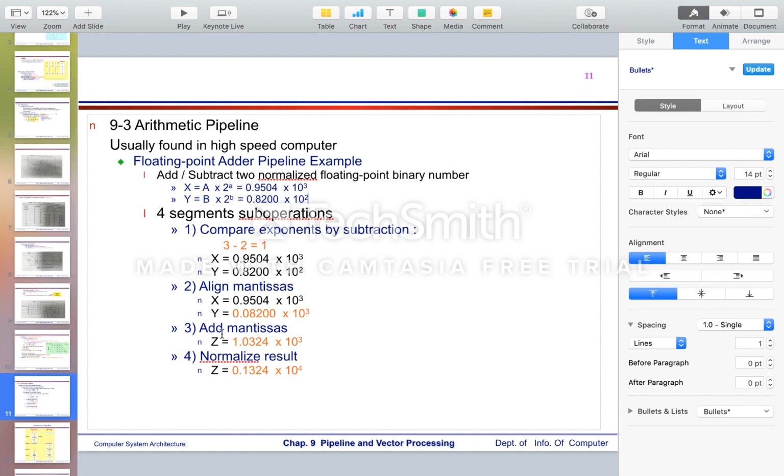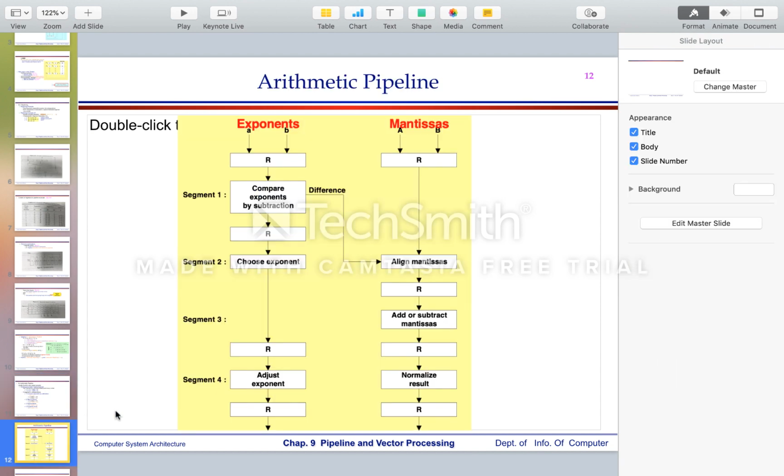So we wanted to create an arithmetic pipelining, but right now we cannot see how these operations are executed in an overlapped fashion. Let us see this.